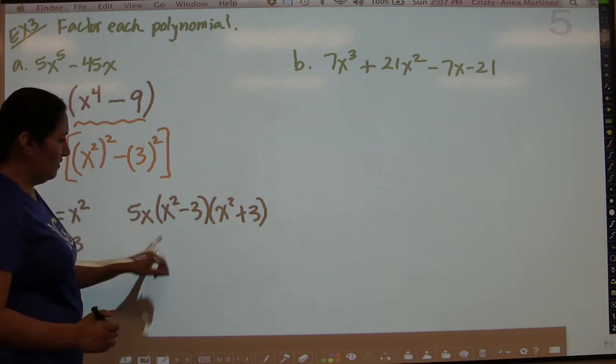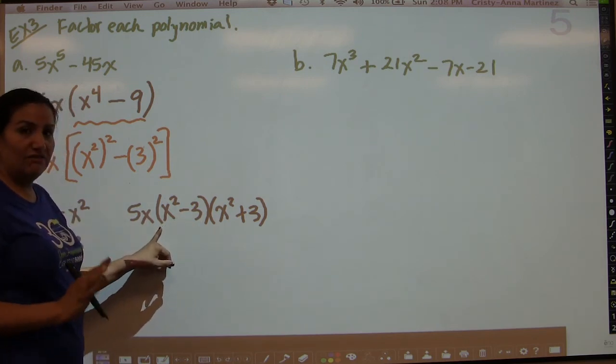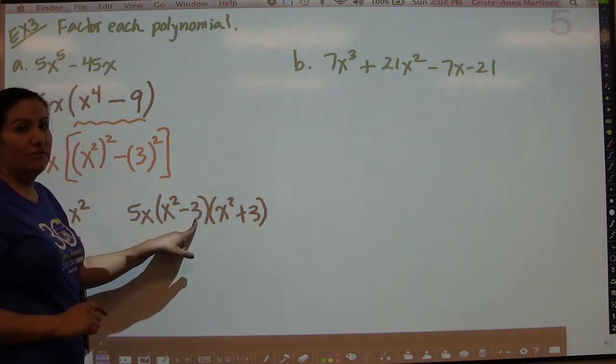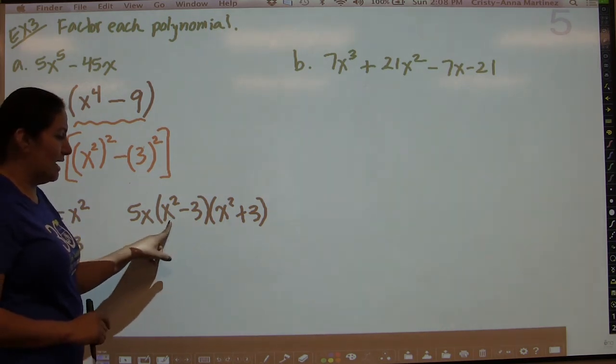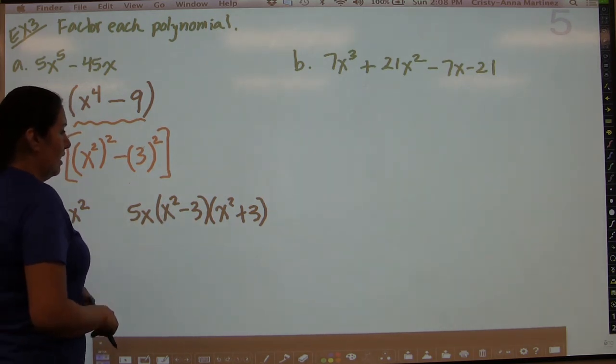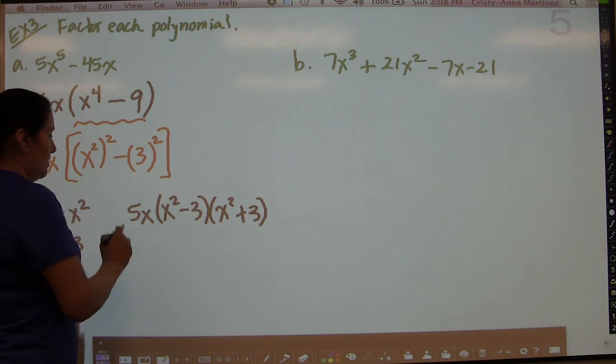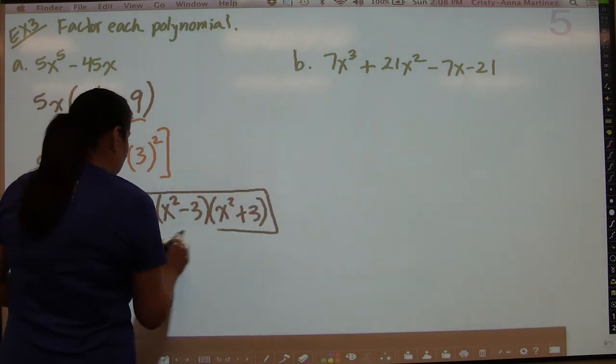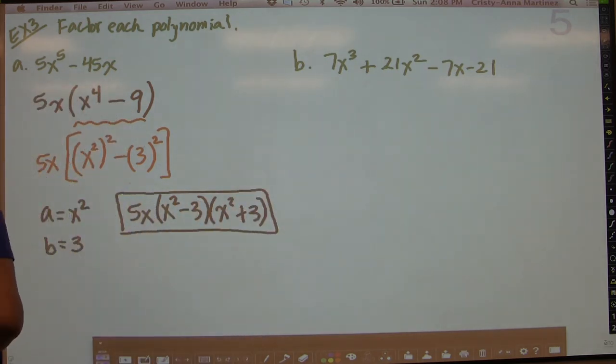And this time, when you look at the x squared minus 3, you're completely factored because 3 is not a perfect square. So you cannot break this down into another difference of two squares. So at this point, this is your final answer. 5x times x squared minus 3 times x squared plus 3.